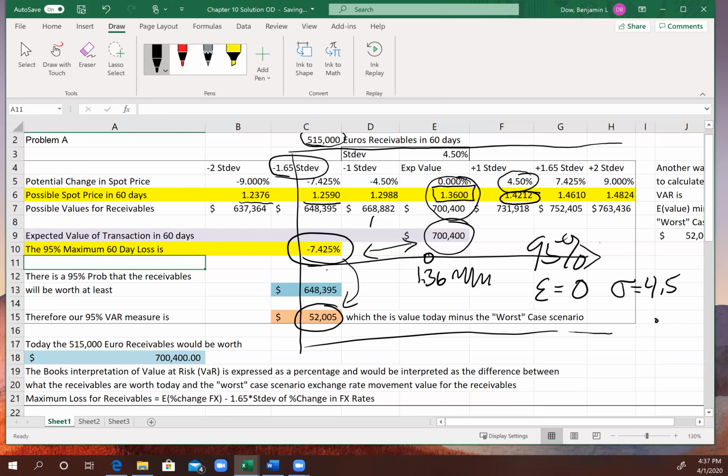And you can see it because if the euro weakens by 7.425%, the euro will drop down to $1.259, at which point your transaction would be worth $648,395. And the difference between these two numbers is this one. All right, does that kind of make sense or not? Let's go back.